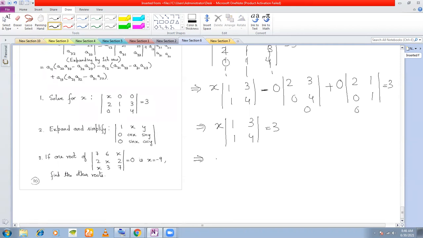Is equal to 3. So now we can expand this determinant. How do we find the value of this determinant of order 2? You multiply these two, 1 into 4 to get 4, and you multiply these two, minus 3 into 1, which is 3, is equal to 3. That means you get x is equal to 3. Clear with this? Yes, sir. Moving on to the next problem.